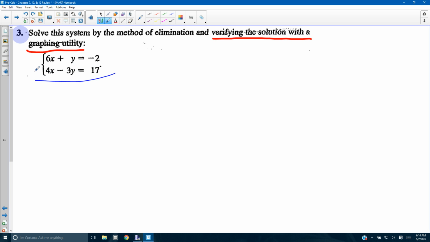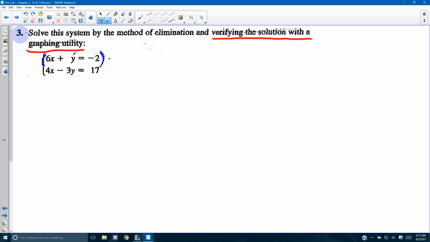Now, if I added down the list immediately here, 6x plus 4x is 10x, y minus 3y is -2y, -2 plus 17 is 15. This does me no good, at least in essence here. I didn't eliminate any variables. So what I'm going to do is manipulate at least one of these two equations. I'm going to manipulate the top equation so that one of my variables can eliminate, because I will have additive inverses on top and bottom equations here.